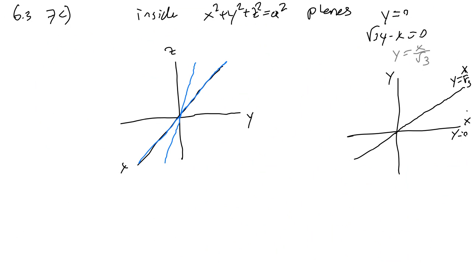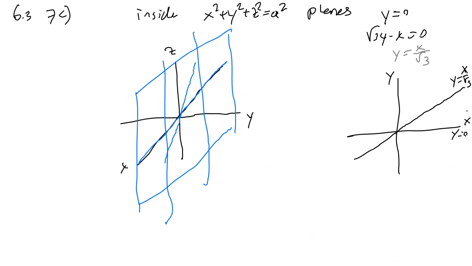Okay, but these are planes, so the same for every z value. So I'm going to get planes like this. That's one of the blue planes, and the other plane is the same. It's going to be like this. Okay, are there any questions about how I've drawn these two planes in 3D?